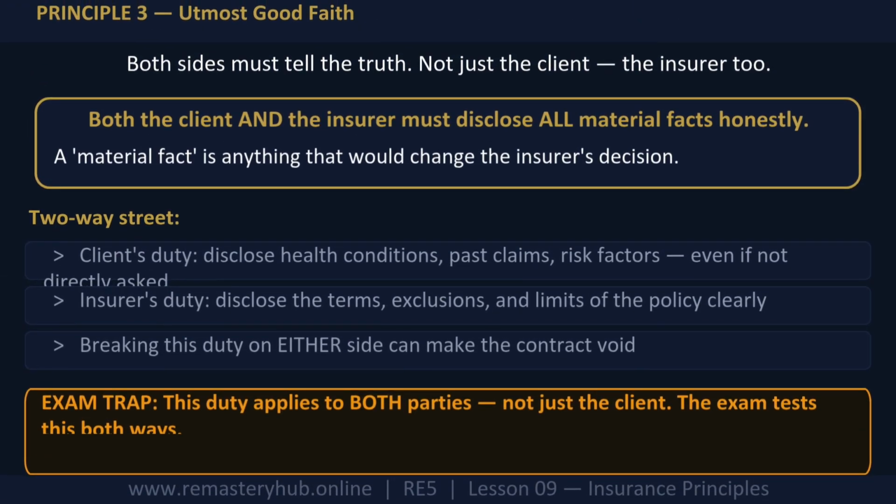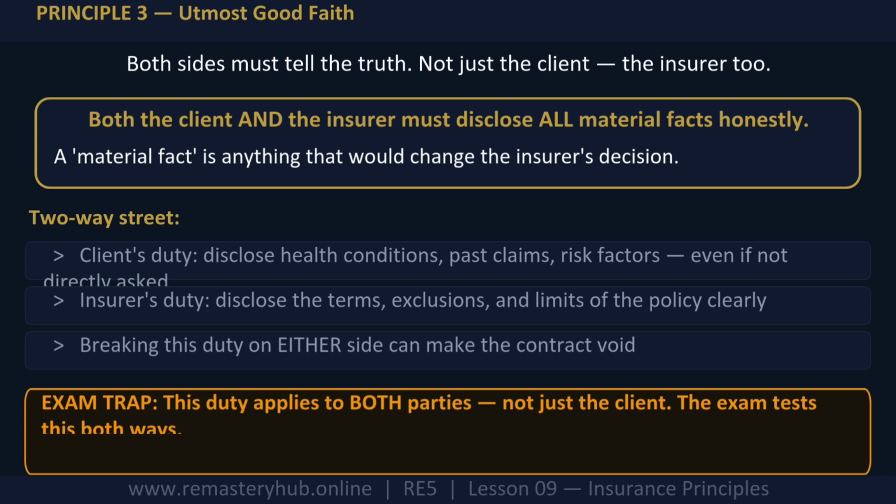Principle 3. Utmost good faith. In plain words, both sides must tell the truth. This is not just the client's responsibility. The insurer has this duty too. A material fact is anything that would change the insurer's decision, whether to offer cover at all or what premium to charge. The client's duty: disclose health conditions, past claims, and risk factors, even if the insurer doesn't specifically ask about them.